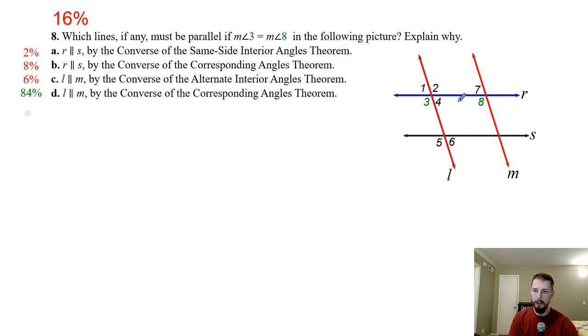And then again, the line that these two angles do not touch is S. So we don't know if R and S are parallel at all. We don't know what's going on with S.